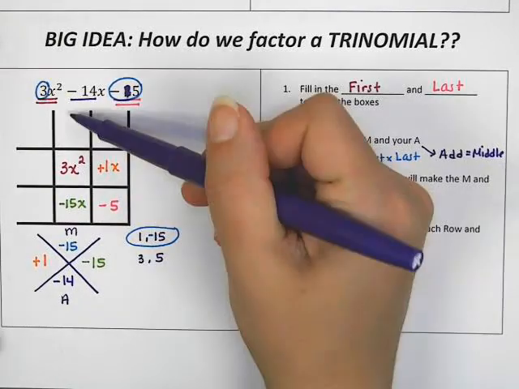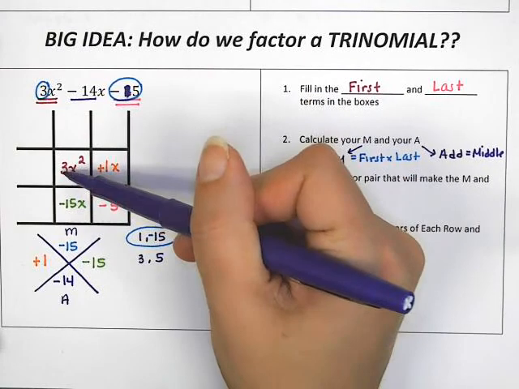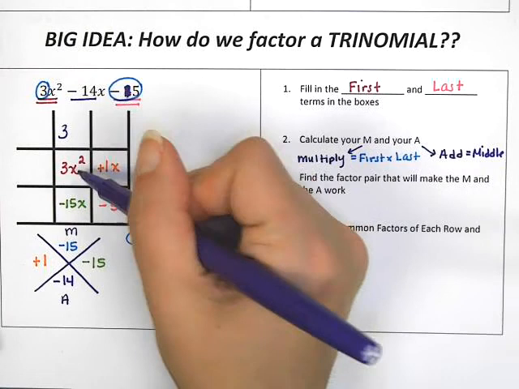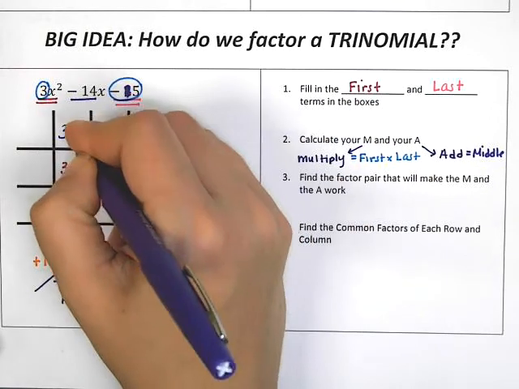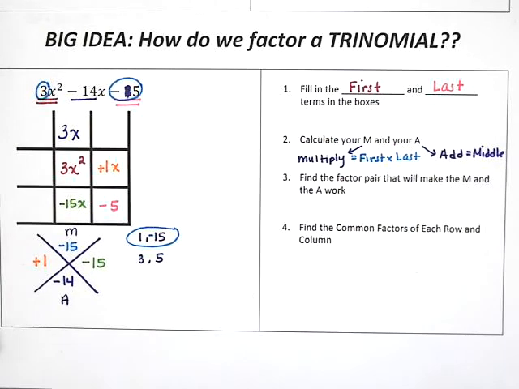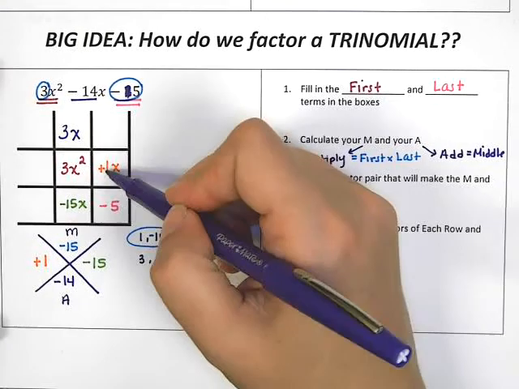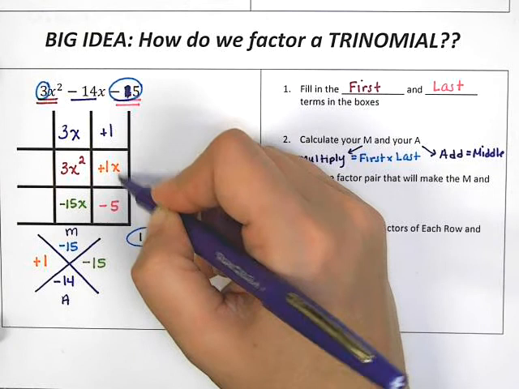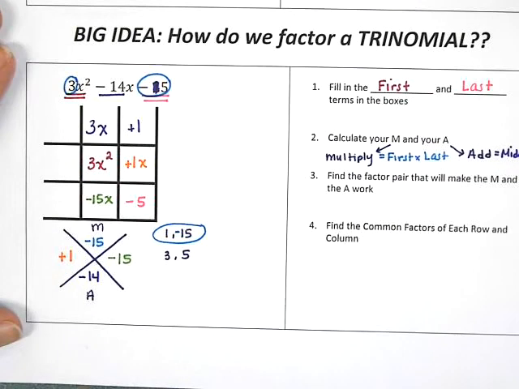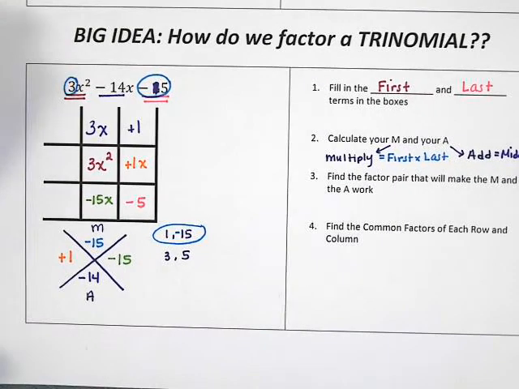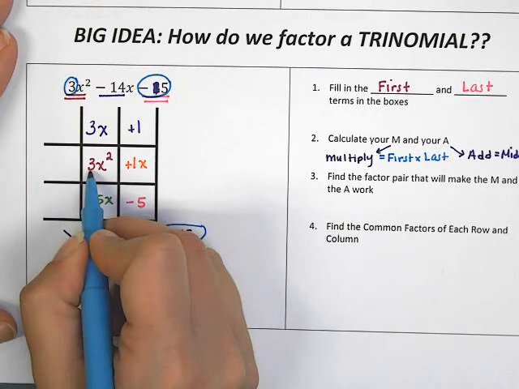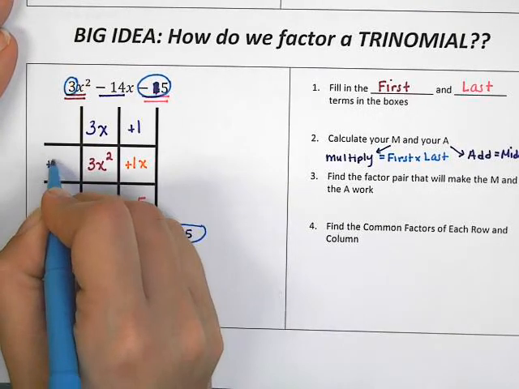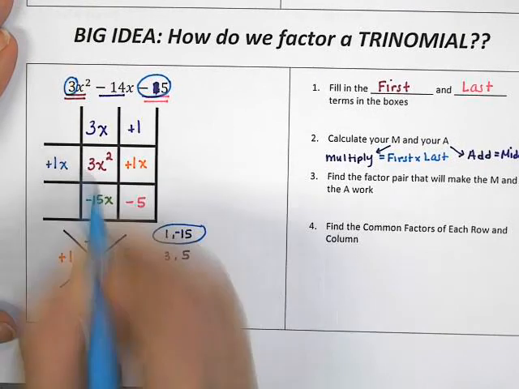So if I look at this column, the biggest number that goes into 3 and 15 would be 3. And because this guy has an x squared and this guy has an x, I would just put 1x here. The biggest number that goes into 1 and 5 would be +1. And since this guy has an x and this guy doesn't, I can't take out any x's. Then I would look at my rows. The 3x squared and the 1x, the biggest number that goes in is 1, and they both have an x.